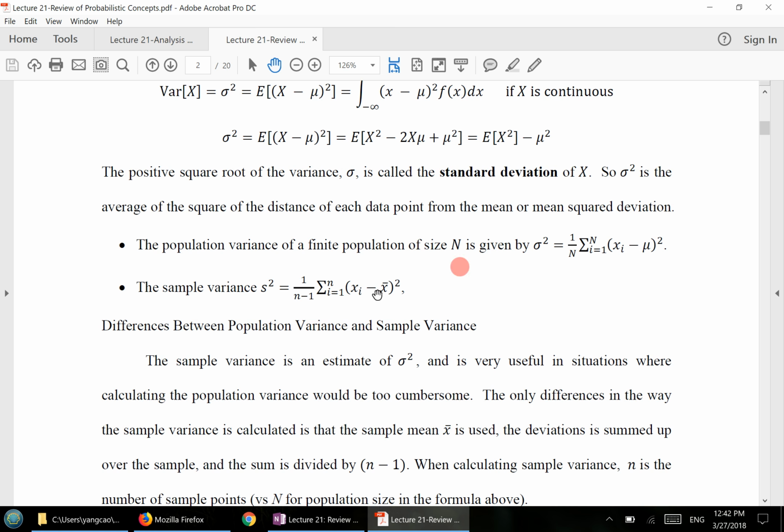There's a subtle difference in the calculation of variance when you use a population versus a sample. If you use a population, it's divided by the total number of the population. But if you calculate sample variance, you divide by the number of samples minus 1. That's a slight subtle difference here. Why is that?